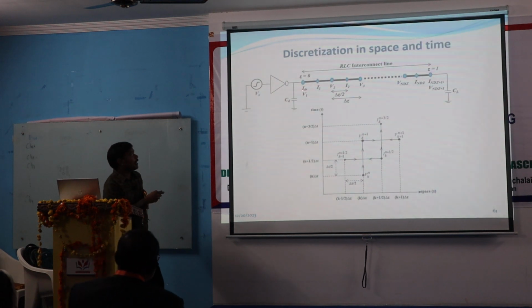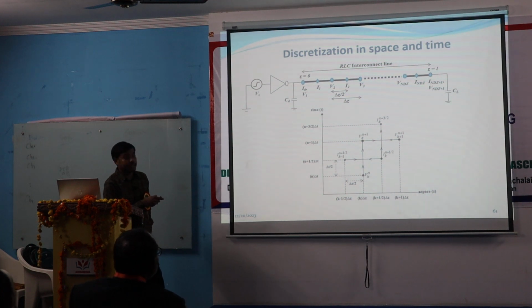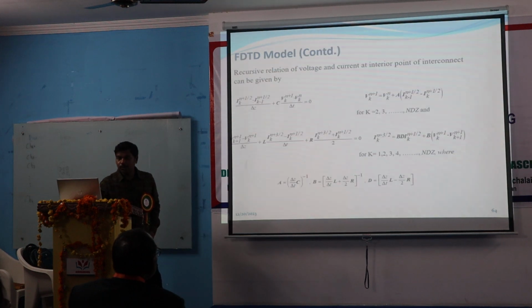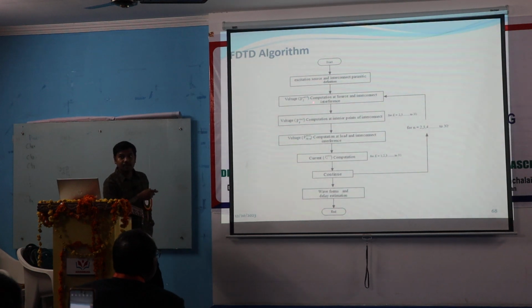We have the equation for I0. We have the equations for all these voltages and currents. We have the equation for I and dz plus 1. So once the equations are with you, then you use this flowchart. Okay, then use this flowchart.